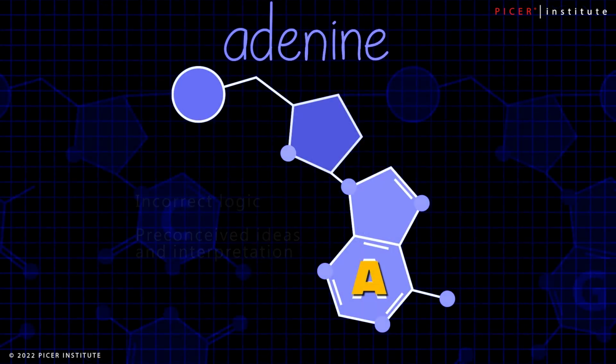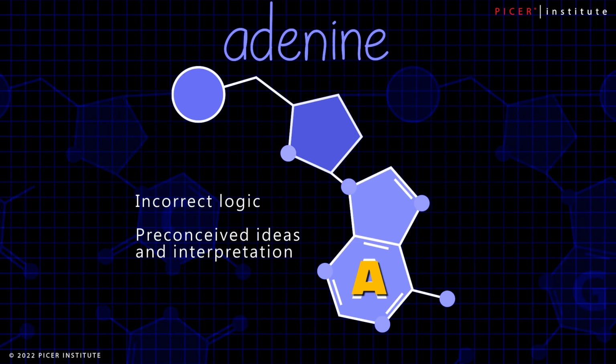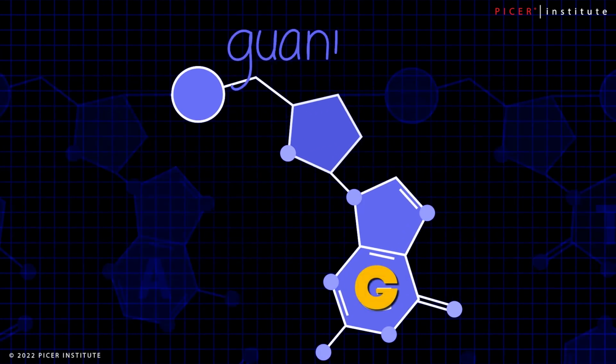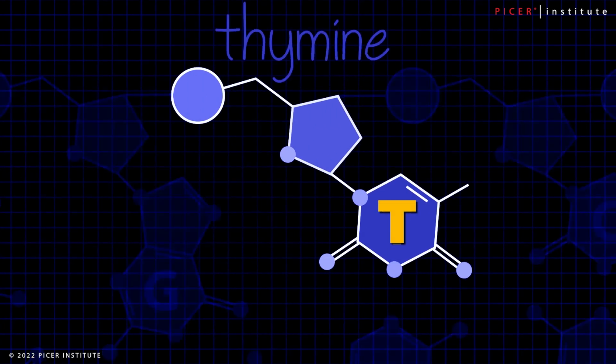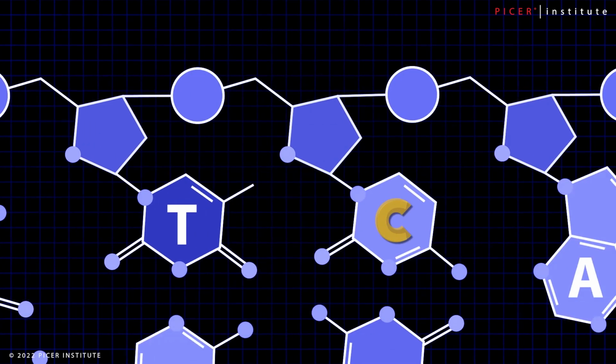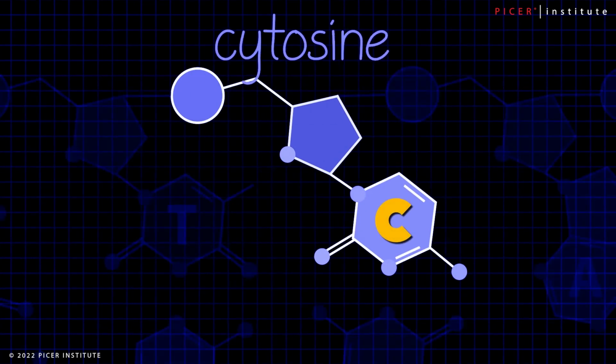Adenine, we observe, has incorrect logic, preconceived idea, and interpretation. Guanine, bearing the logic of preference and partiality. Thymine is to do with yearning. And finally, cytosine represents stimulation or sense of excitement, often mixed with instincts of anxiousness and aggression related to fight or flight.